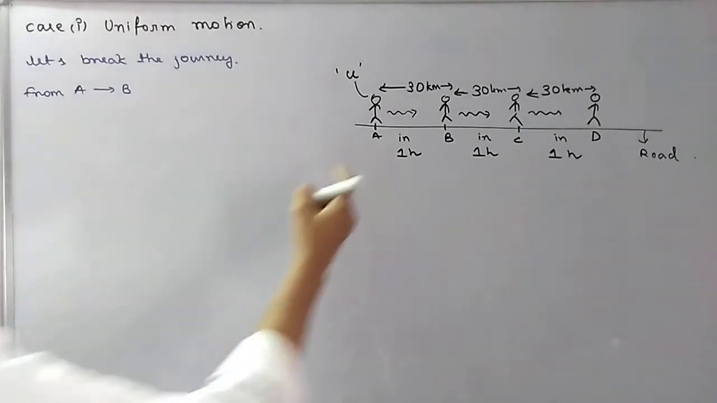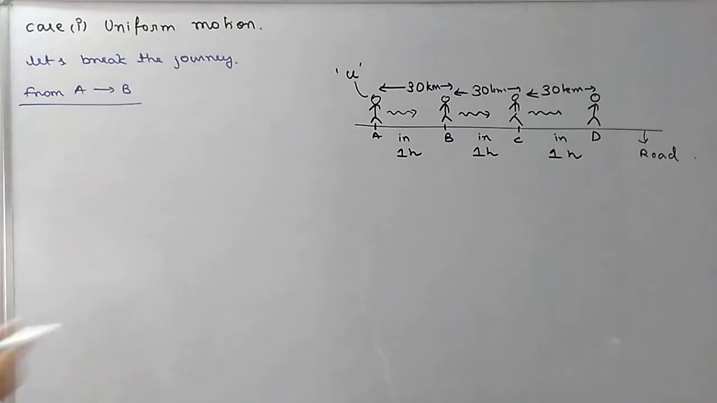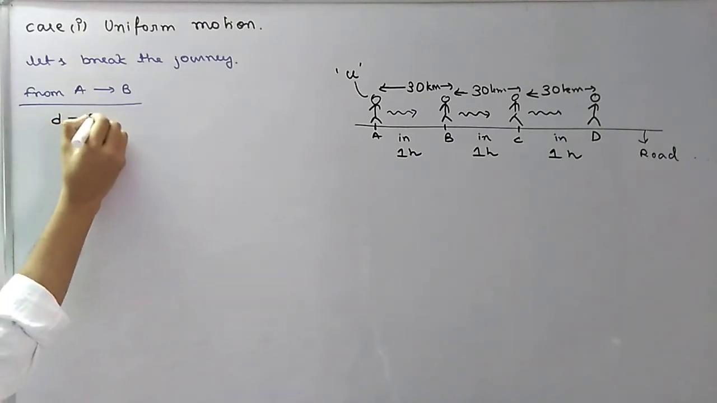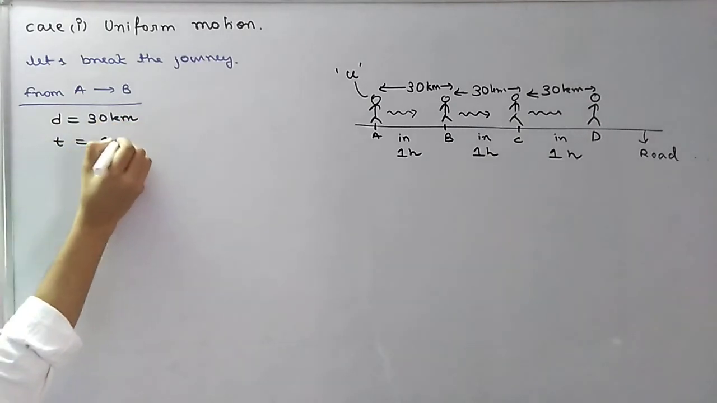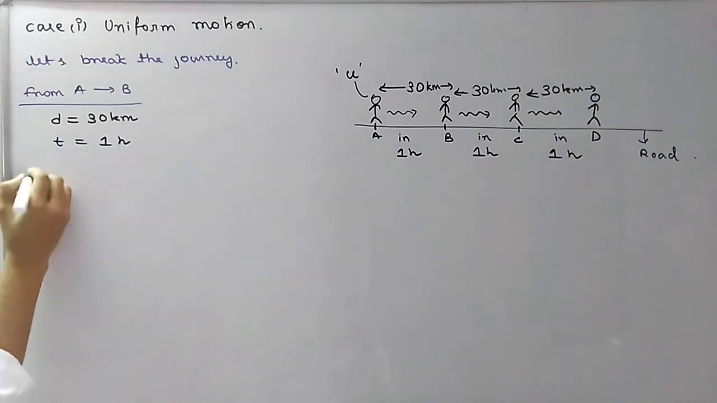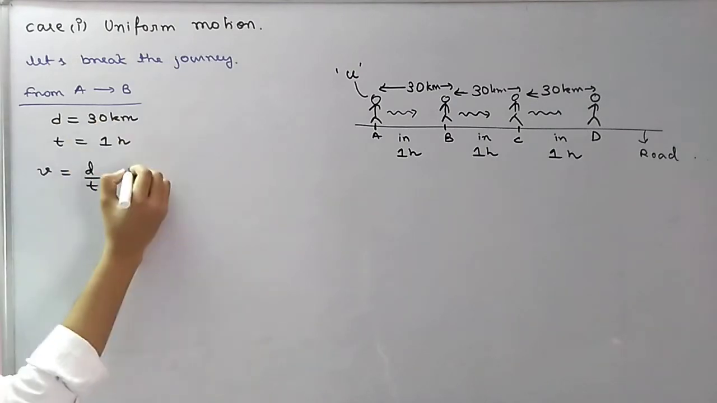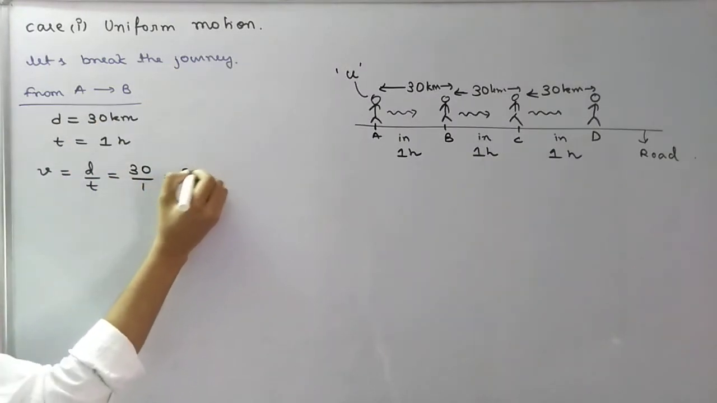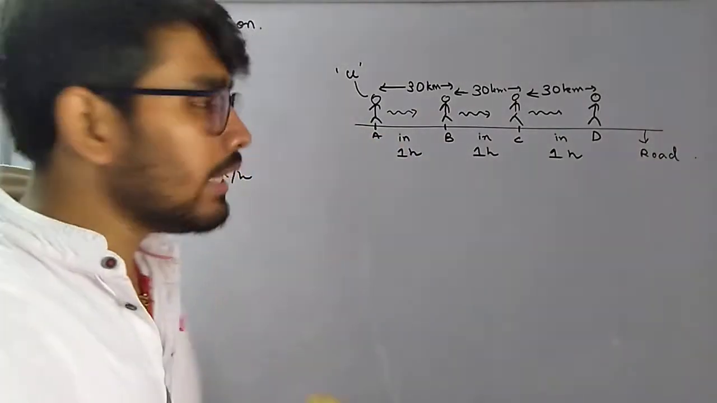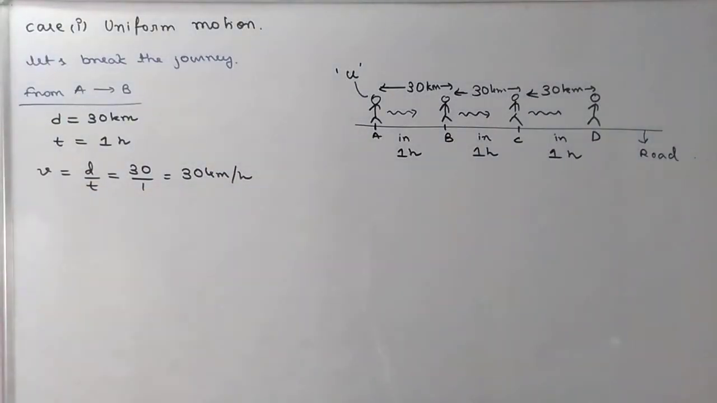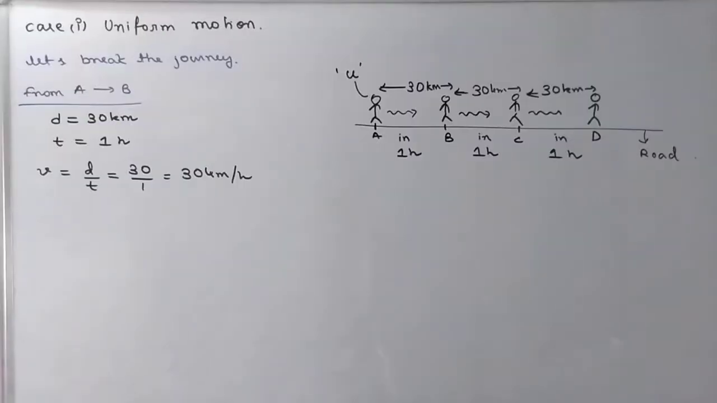Now, from A to B, the distance is how much? 30 kilometer. A to B, distance is 30 kilometer and the time it takes is 1 hour. In this case, we know speed V is equal to distance by time, which is equal to 30 by 1, which is equal to 30 kilometer per hour. That is, when the body moves from A to B, it moves at a speed of 30 kilometer per hour.